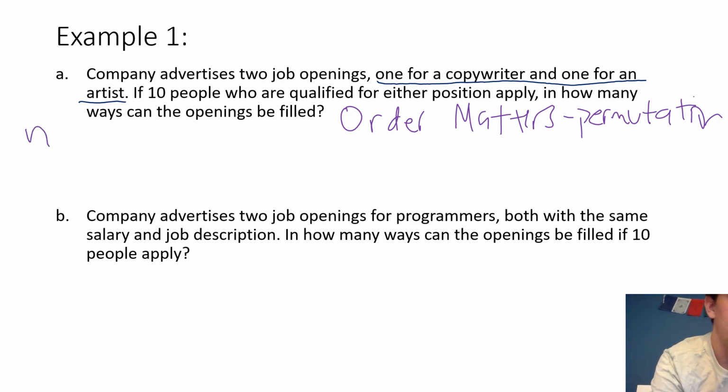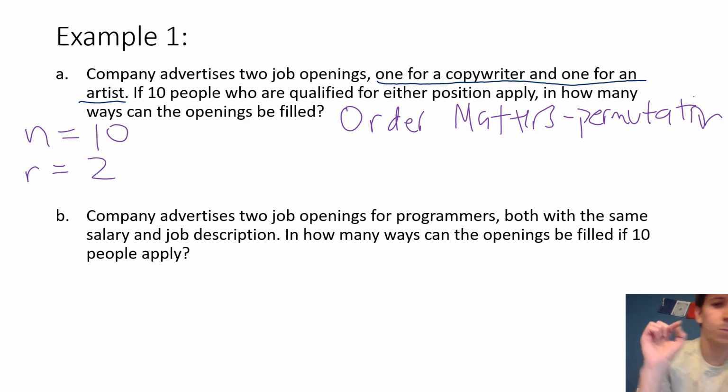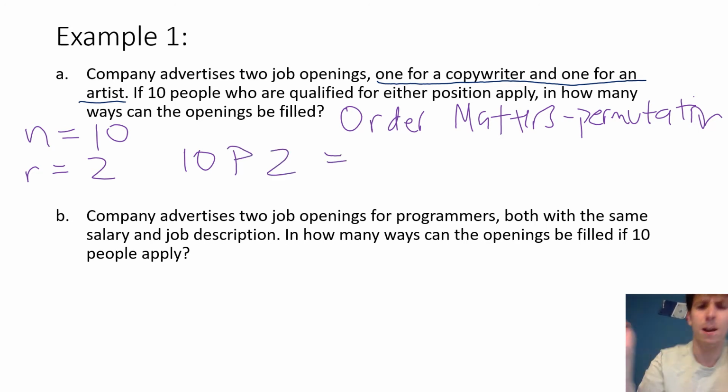With n, the total number of people in the set, being 10, and r, the number we're trying to choose, being 2, it's going to be as easy as 10P2. If I throw that in my calculator, I get 90.